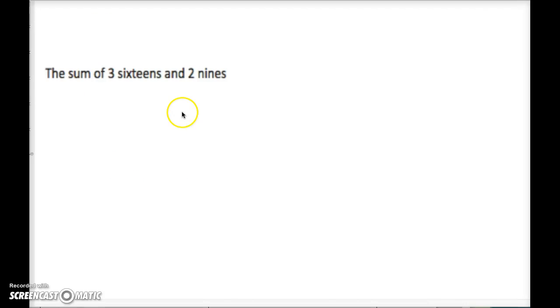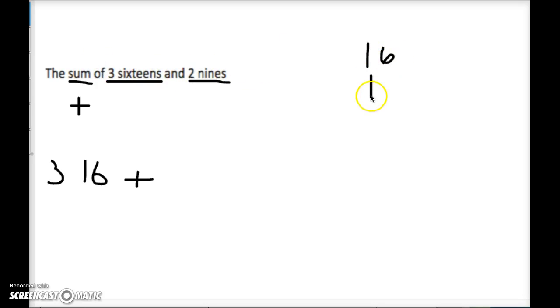This says the sum of 3 16s and 2 9s. So when I look at this, I know that I've got sum, which means I'm going to have to add. So if I start my expression with add, because I've got sum, now I have to decide what I am adding. I'm adding 3 16s and I'm adding 2 9s. So I'm going to need a 3 and I'm going to need a 16. Well, if I really think about what 3 16s means, it would be a 16 and another 16 and another 16 all together. So 3 16s, well, it looks like I'd be adding 3 16s.